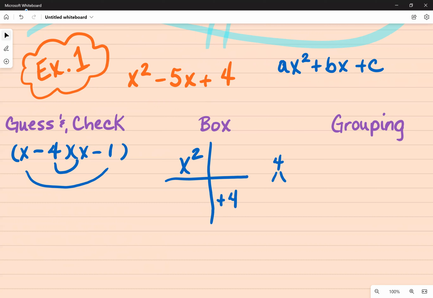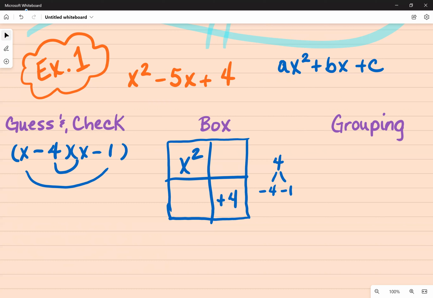Same thing. I'm looking for 2 factors that will multiply to give me 4, but they will add to give me the middle term, which is -5x. We've already determined that it's going to be -4 and -1. Now, in terms of my box, it does not matter if I put the -4 in the first box or if I put it in the second box or the third, it doesn't matter.